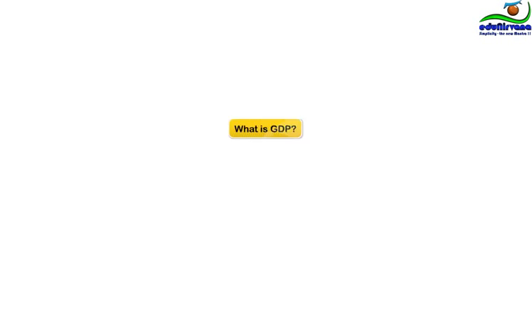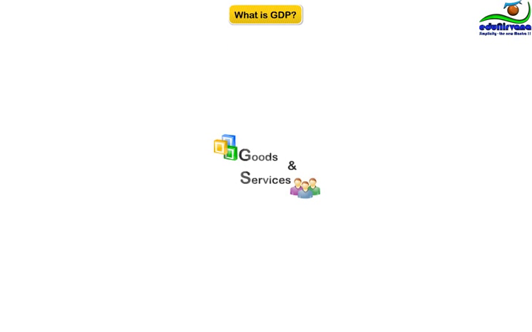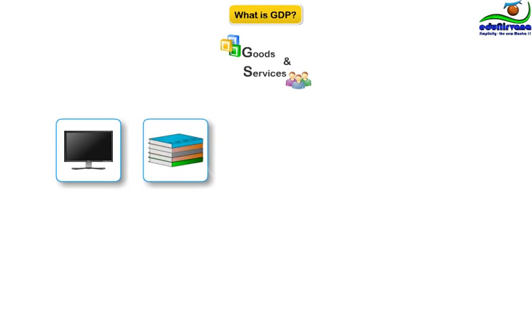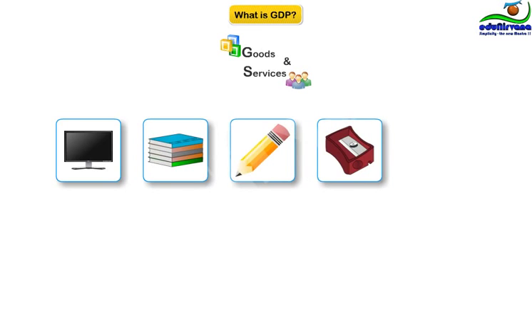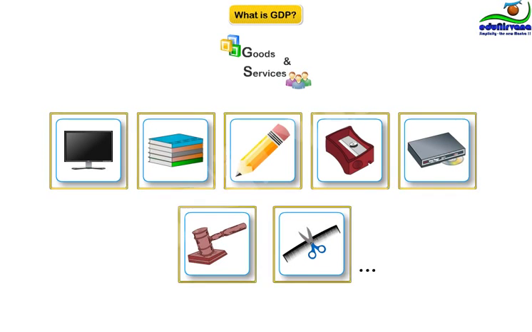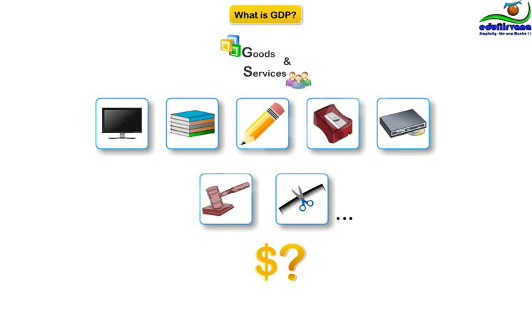In any given year, people in the economy produce goods and services. They produce television sets, books, pencil sharpeners, DVD players, attorney services, haircuts, and much more. Have you ever wondered what the total dollar value of all those goods and services is in your island?